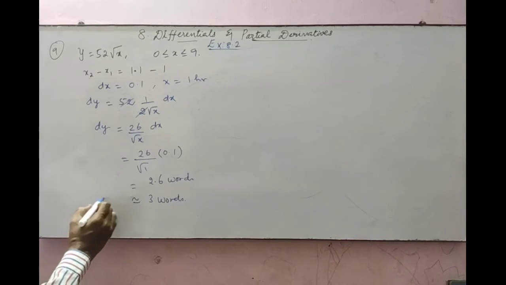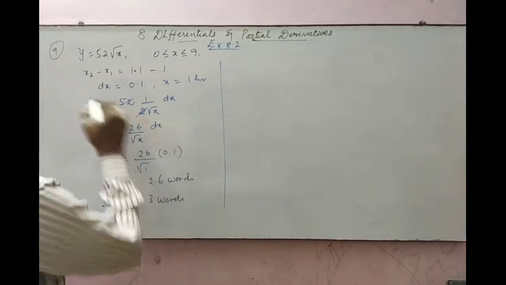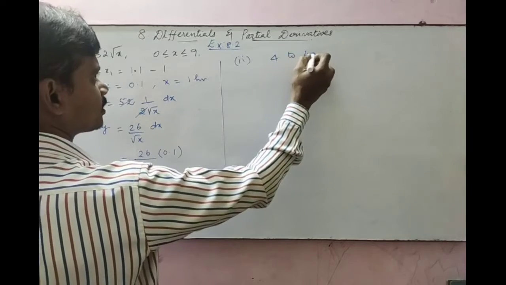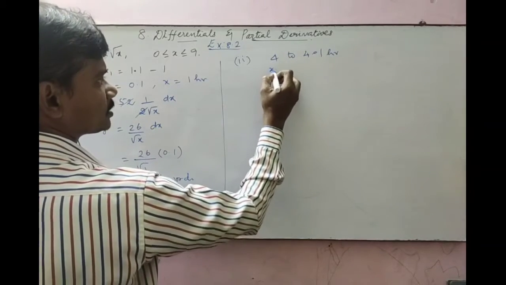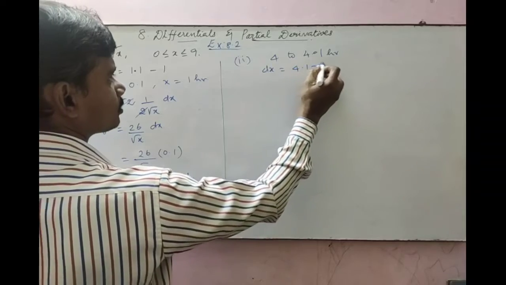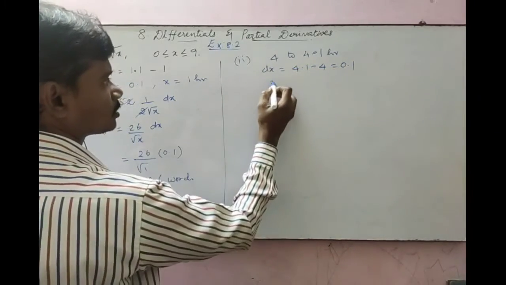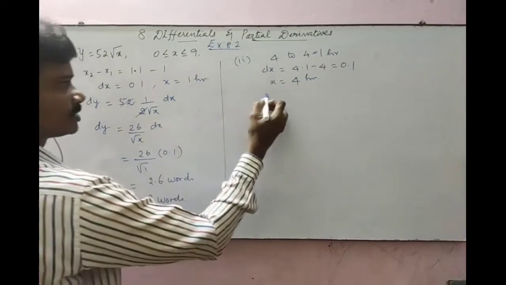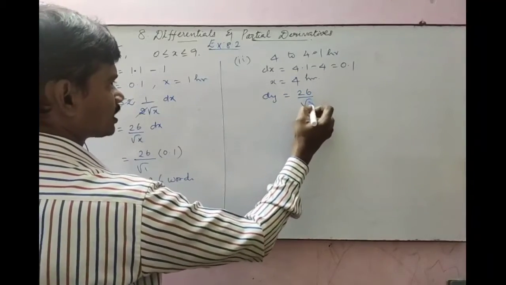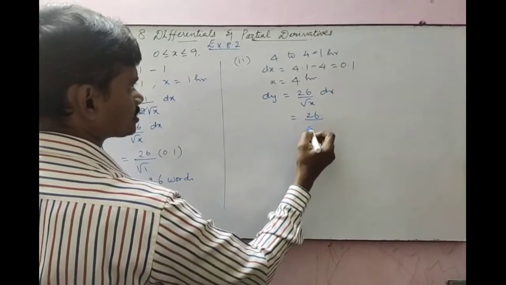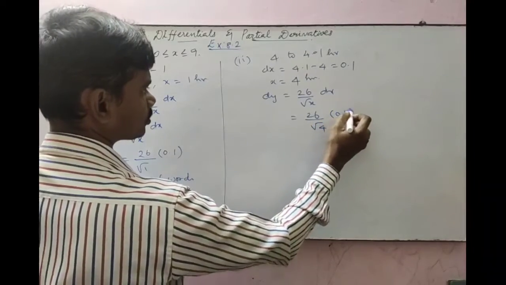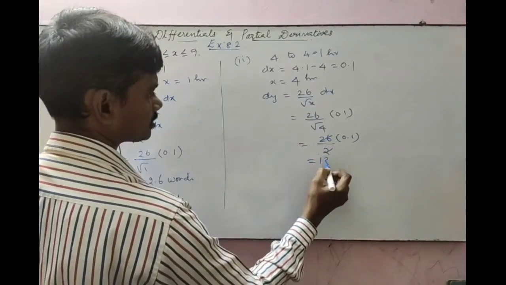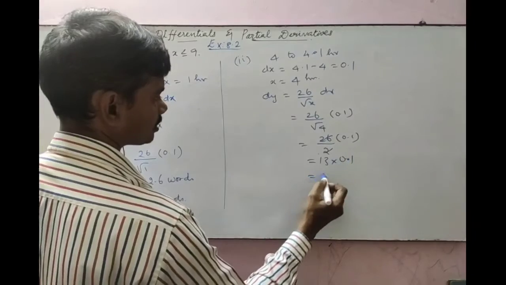So this is the dy for the first subdivision. For the second subdivision, it is given as 4 to 4.1 hour. So you have to take dx as 4.1 minus 4, which gives again 0.1, and x as 4 hours. Substitute these two values in the same equation. dy equal to 26 by root x into dx. 26 by root 4 into dx is 0.1. Root 4 gives 2, into 0.1. If we cancel this, you will get 13 into 0.1. Approximately it is 1.3.